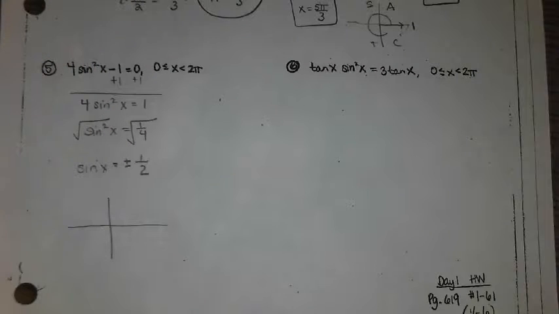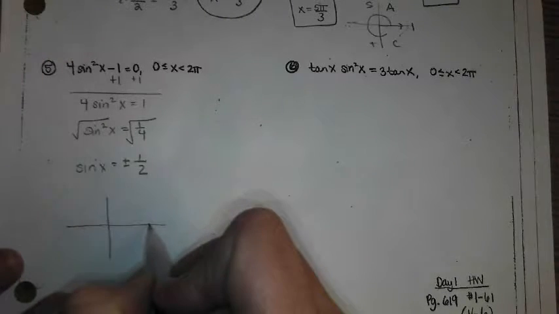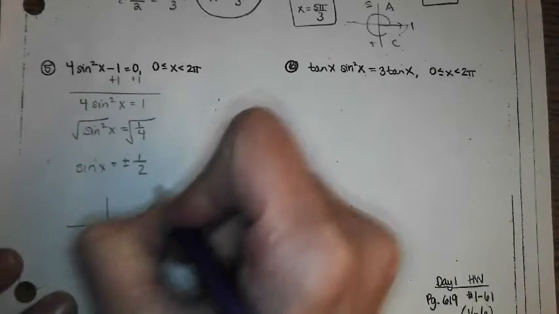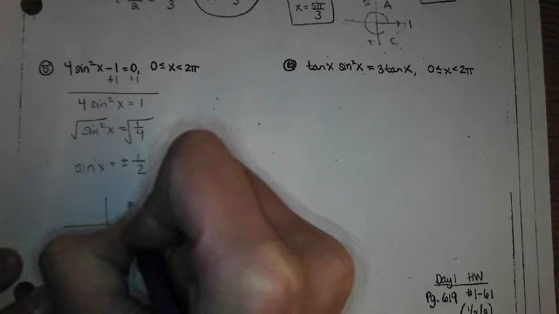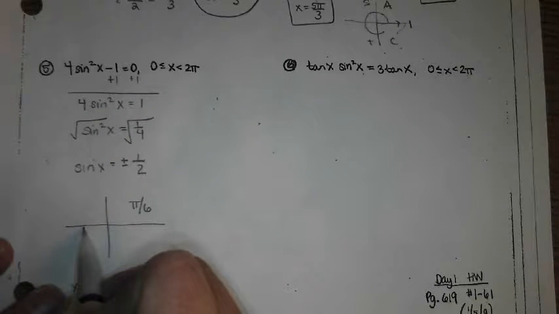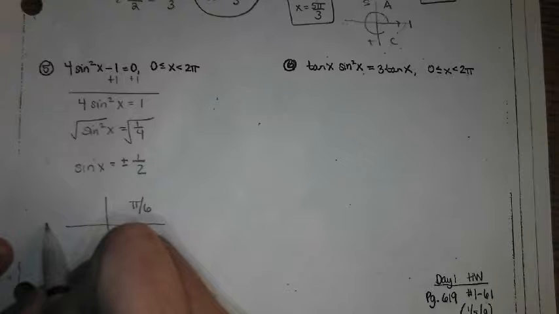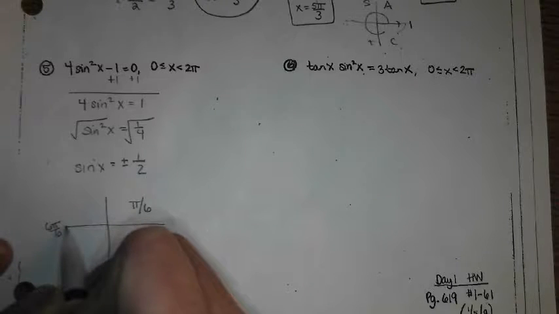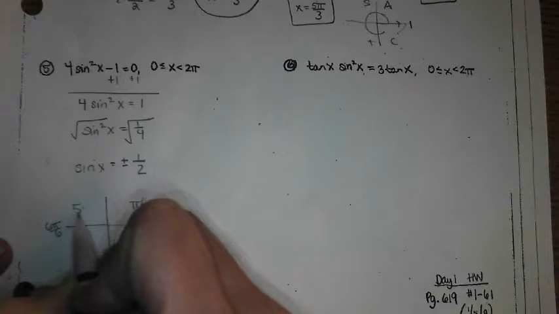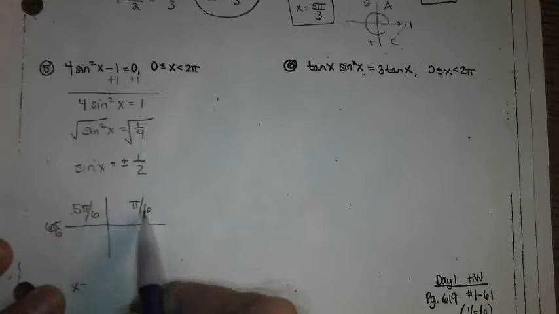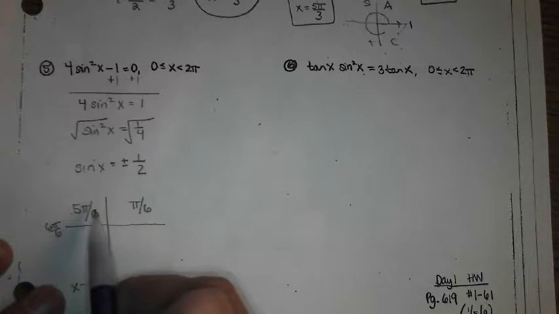So we're going to have something in every single quadrant here, yes? What's the reference angle? Pi over 6. So what's my first quadrant angle? Pi over 6. What's my second quadrant angle? Because if it's pi over 6 here, what's my second quadrant angle? 5 pi over 6. So those are my two positive half answers.